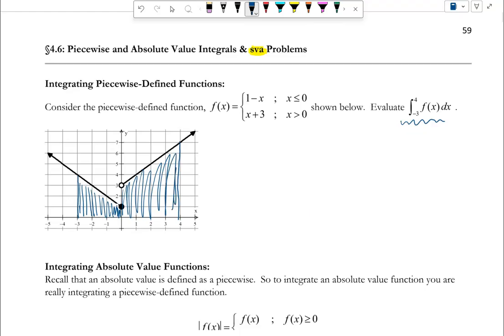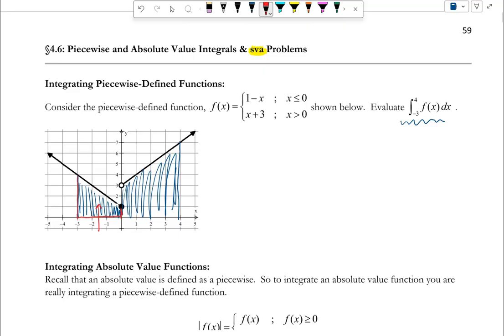And so we could do this with just the graph without actually integrating, since we essentially have two trapezoids. So for my first trapezoid, I know my area is the average of the bases. So my bases are 3 and 1. I multiply that by my height, and then I divide that by 2. So we should get an area here.